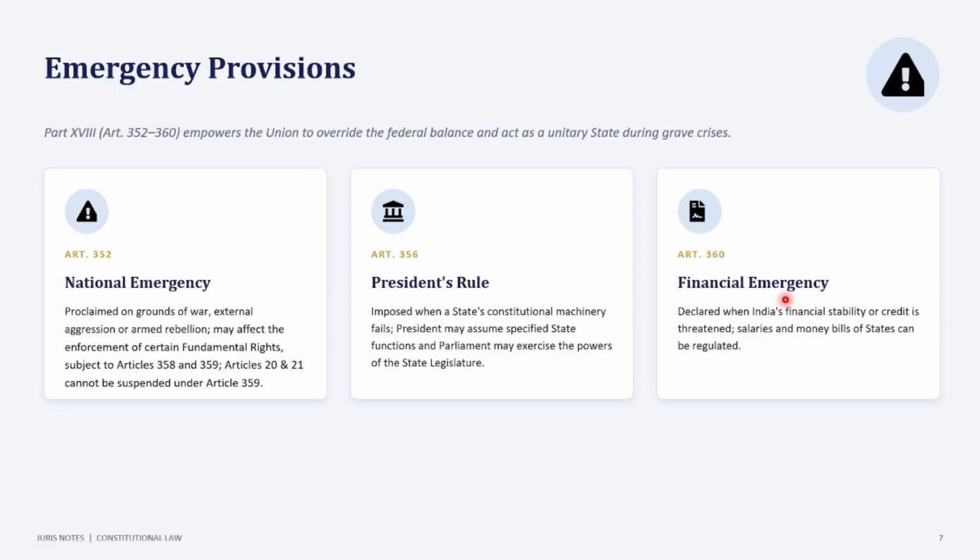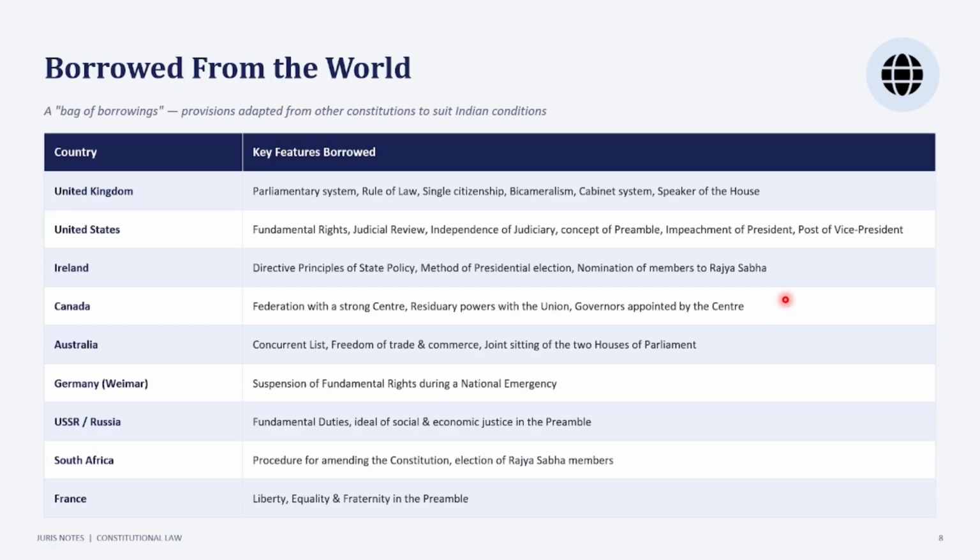Now, let's move to one of the most commonly discussed features of Indian Constitution, that is its borrowed provisions. So, the borrowed from the world. Now, this is where the expression bag of borrowings becomes relevant. The framers of Indian Constitution did not simply copy one constitution. They studied different constitutional systems and adopted or adapted several features according to Indian requirements.